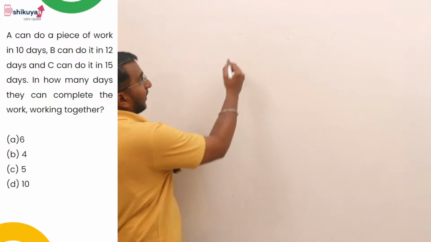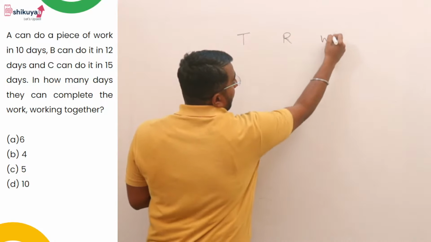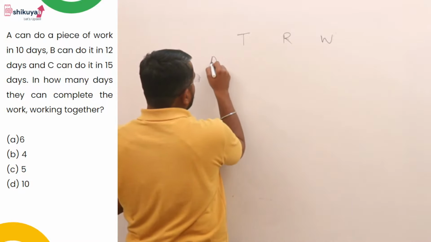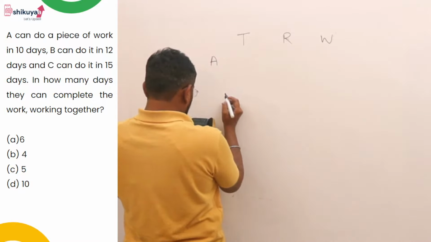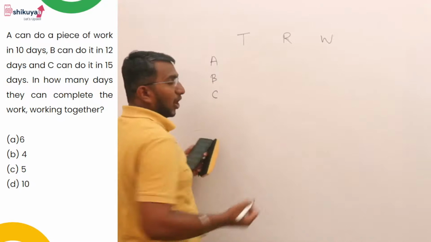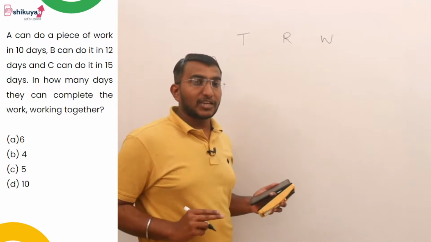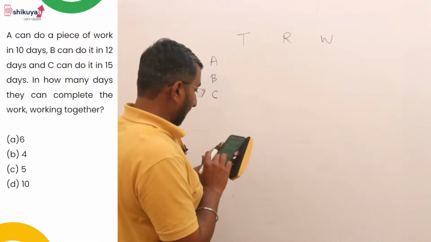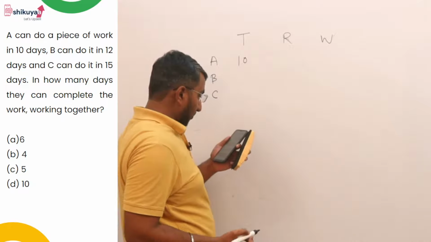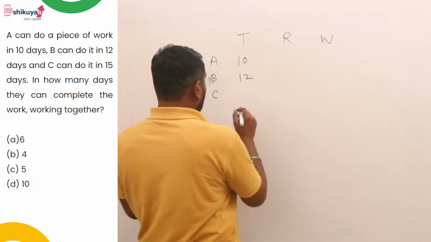So here again I will have to draw the same table: time, rate, work. A can do a piece of work in 10 days. So again here it is A, then B and C. So here 3 people are involved. In the last example there were 2 people, only A and B. In this example there are 3 people. So A can do a piece of work in 10 days, right? B can do a piece of work in 12 days. C can do the piece of work in 15 days.